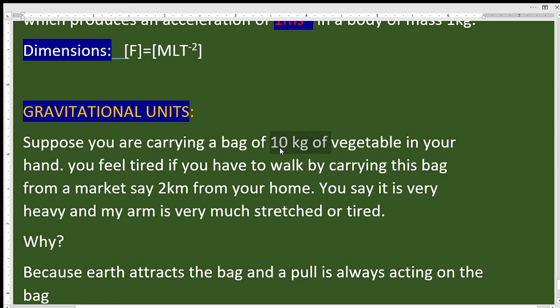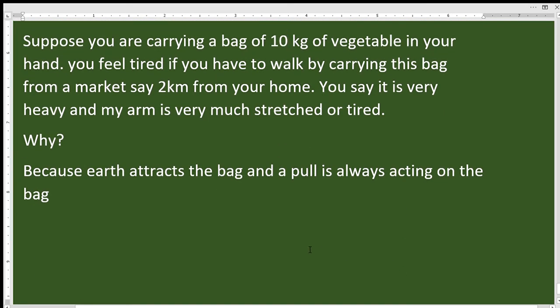You know from your previous classes that every mass is attracted by Earth, and Earth attracts everything with an acceleration due to gravity. We say g, small g, 9.8 meter per second square. So Earth attracts this 10 kg bag and pulls it. The pull is always acting on the bag, so Earth is always pulling the bag. And if you say I am tired, I am leaving it, and you leave the bag, it will fall to the ground. Earth is attracting it, therefore it will fall.